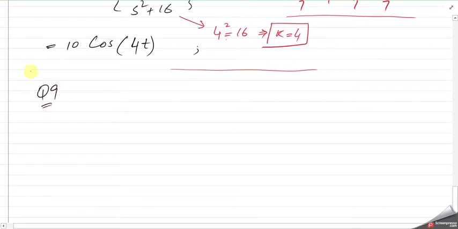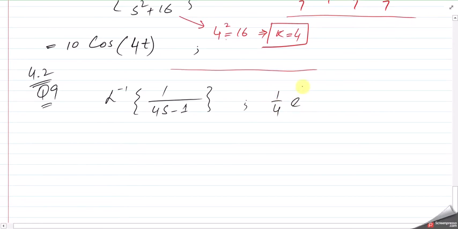Question number 9, exercise 4.2. Laplace inverse of 1 over 4s minus 1. For this one, I would like you to vote. Choose which one is the answer. Just make a guess. First option is 1 by 4 e power t. Second option is e power 4t.